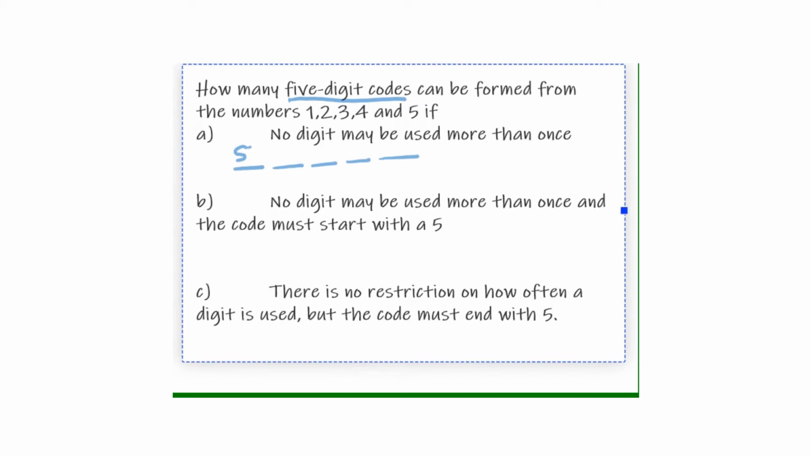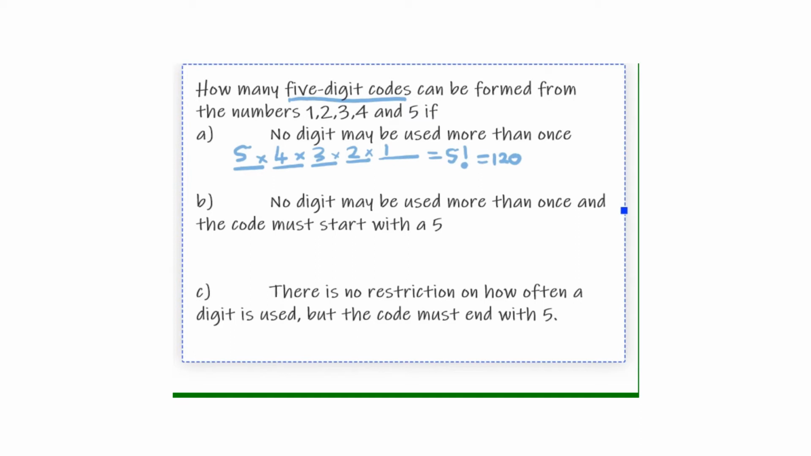Therefore, on position number 2, we'll be left with 4 digits. Then we use 1 again, we'll be left with 3, then 2, then 1. After which we must now multiply them, which is 5 times 4 times 3 times 2 times 1, which is exactly the same as 5 factorial. And from the calculator, 5 factorial is equal to 120.